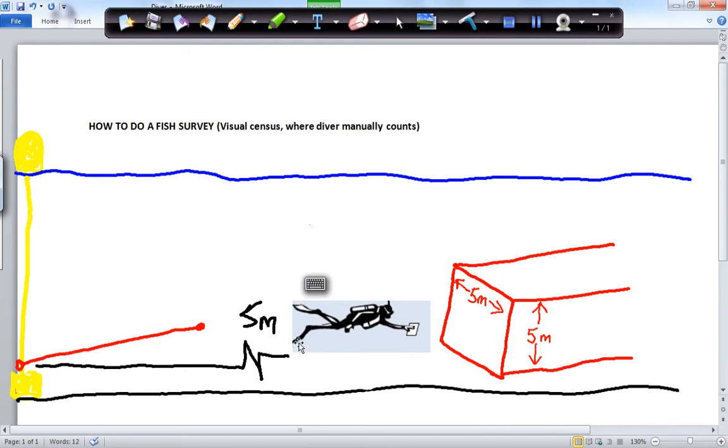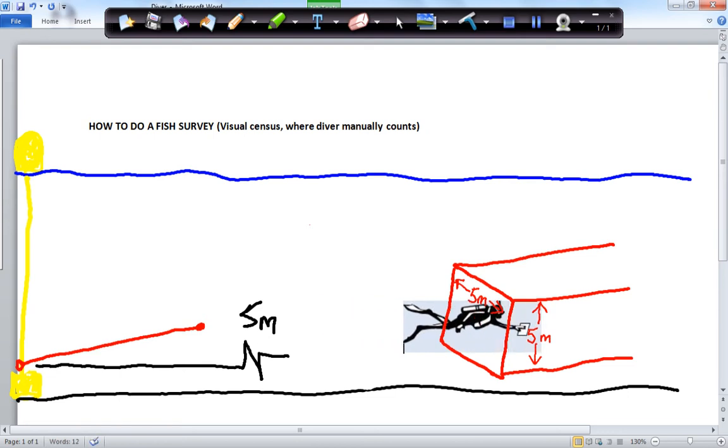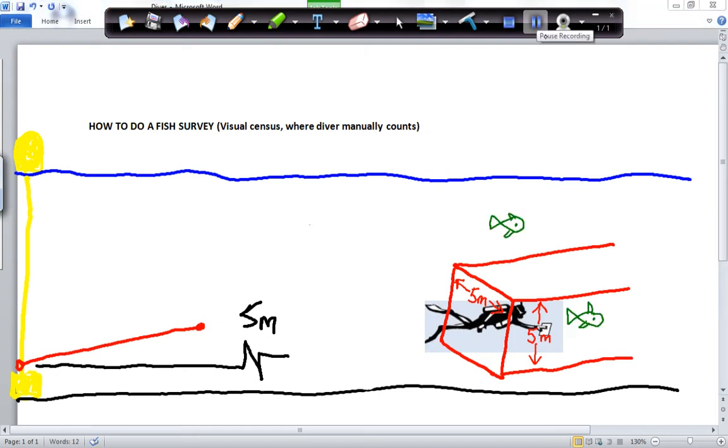A good way to think about this is to imagine that you're swimming in a tunnel or a corridor with the dimensions of 5 meters by 5 meters, and you're looking for fish that are entering or leaving that tunnel. So in this example here, we're not recording the fish that are outside our tunnel, but we are recording the fish that are inside the tunnel. The fish may come from left to right, and as they pass through the tunnel, you're to count them off.